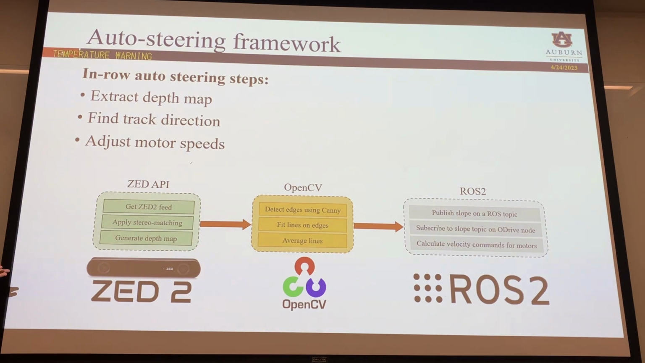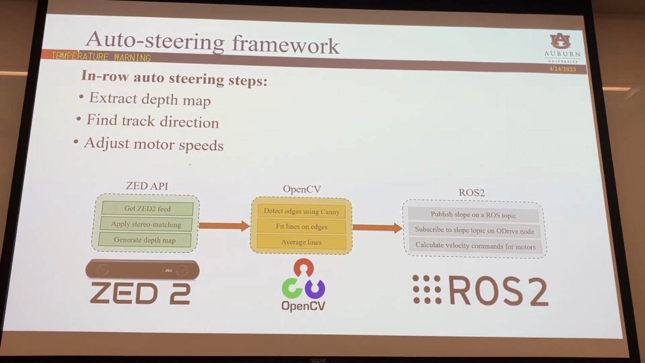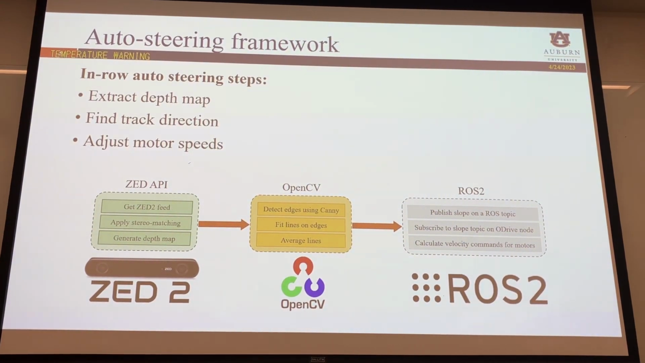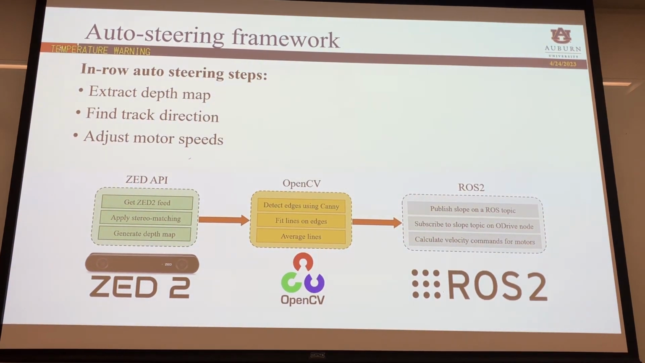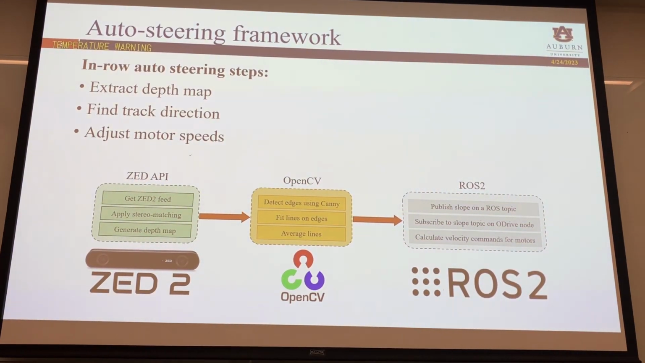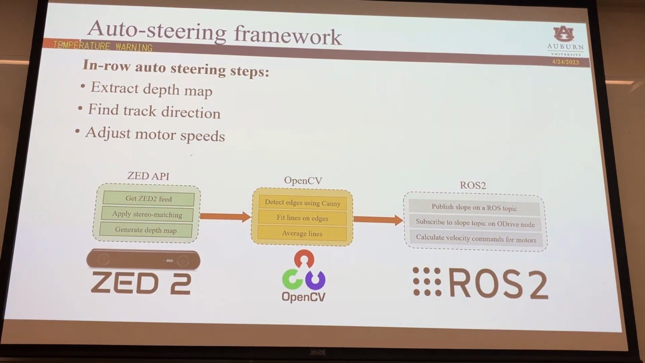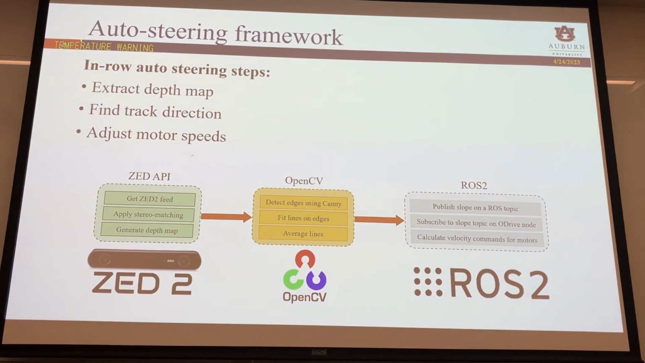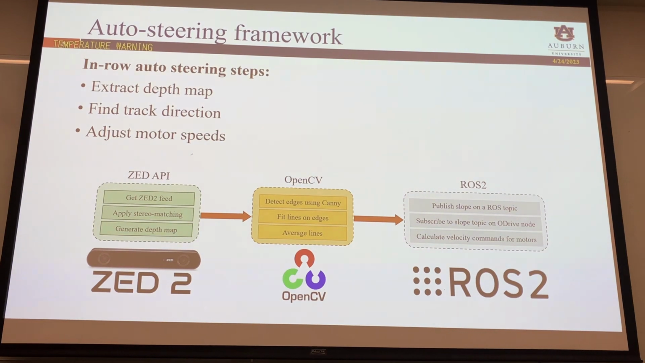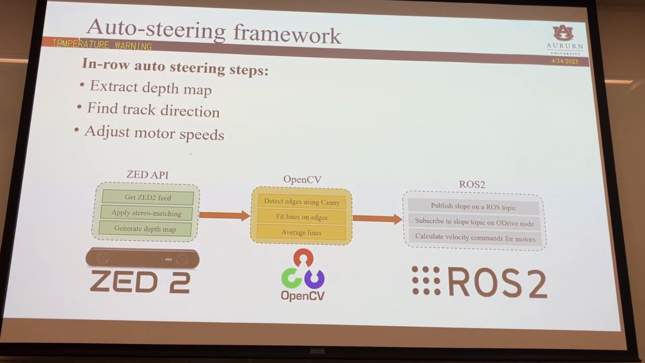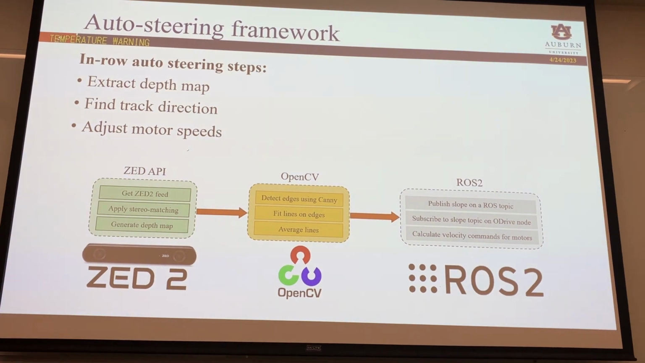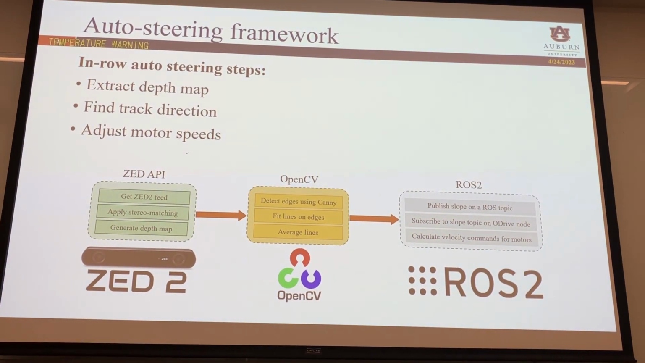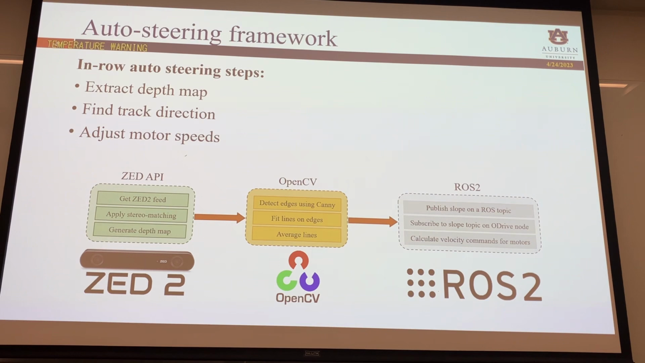We have ZED 2 stereo cameras. It gets RGB and depth images, and we use OpenCV on them to find the beds and have the robot follow the beds, even if there is no GPS data and it doesn't have a pre-built map of the field. And all of that is happening in ROS.